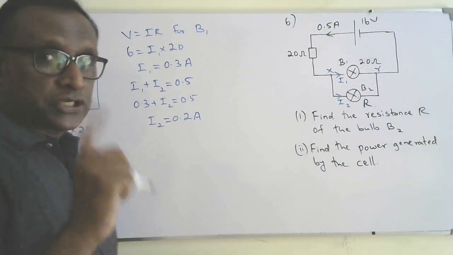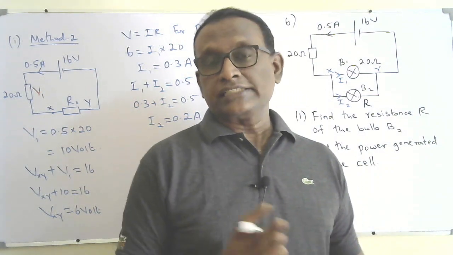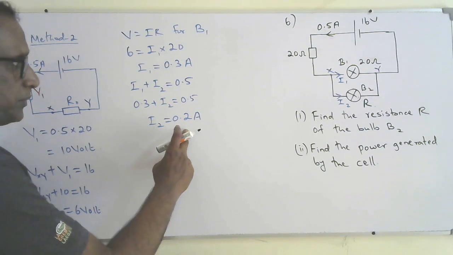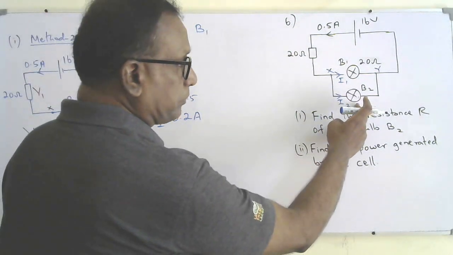In the previous method I did not use the current, is it? I used the potential divider method. In this method I'm using the current, a little longer method. So I2 will be 0.2 ampere. That's the current through the bulb B2.